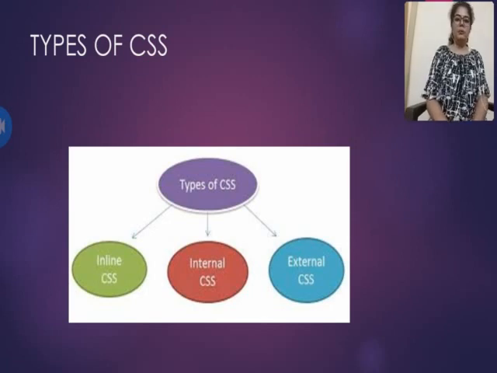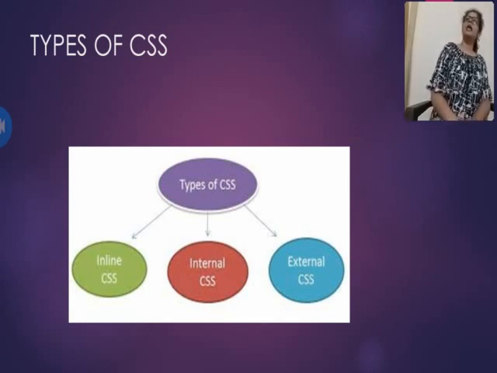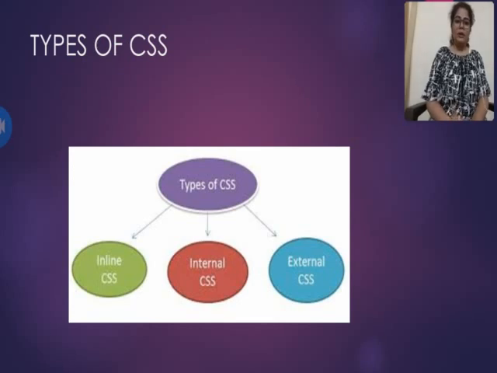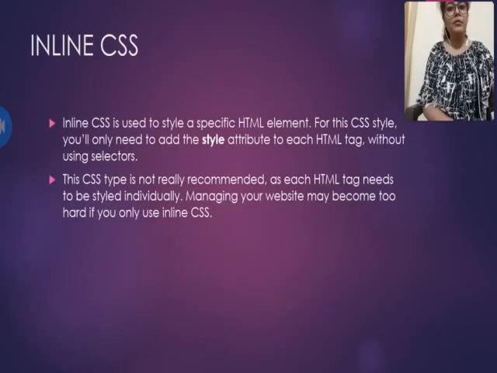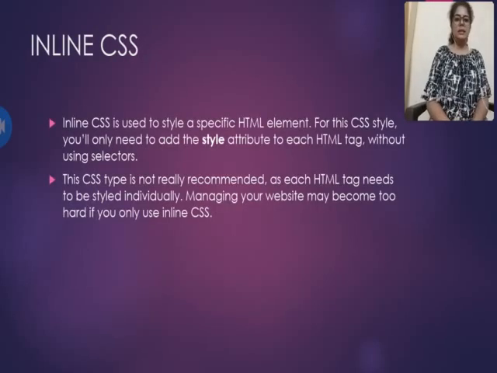Let's start with the new topic. Next topic is types of CSS, types of cascading style sheets. Here in the types means what different types are available by using which we can update the web pages. So there are three types of CSS: inline CSS, internal CSS and external CSS. So let's start with the first type of CSS, inline CSS.